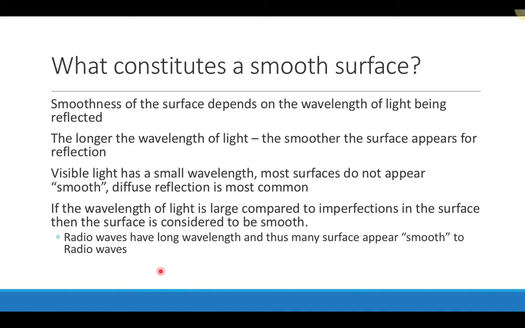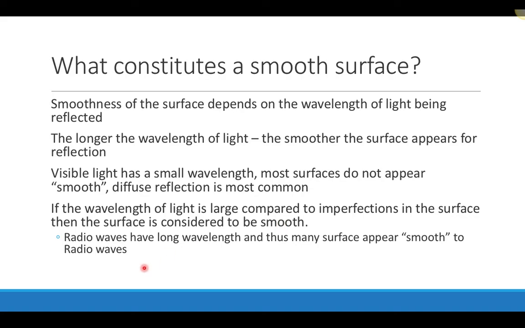The way that we do that is we look at the wavelength of the light, or the wavelength of the electromagnetic wave. If the wavelength, the size of the actual wave, is large compared to imperfections in the surface, then the surface is considered to be smooth. So if you have a very large wavelength and very small imperfections in the surface, then when that wave hits that surface, you're going to have specular reflection, and it's going to be smooth. If the wavelengths are very tiny compared to imperfections in the surface, then that surface is going to be rough.